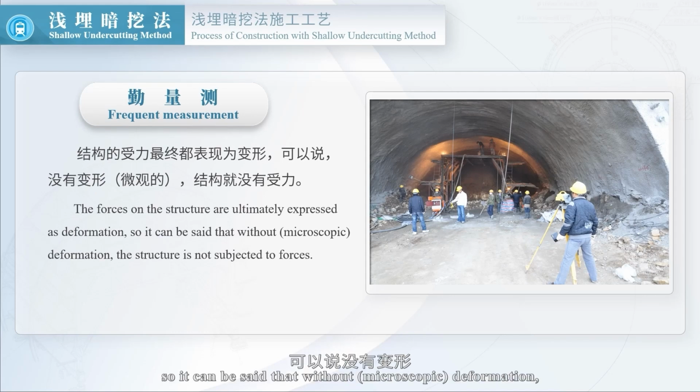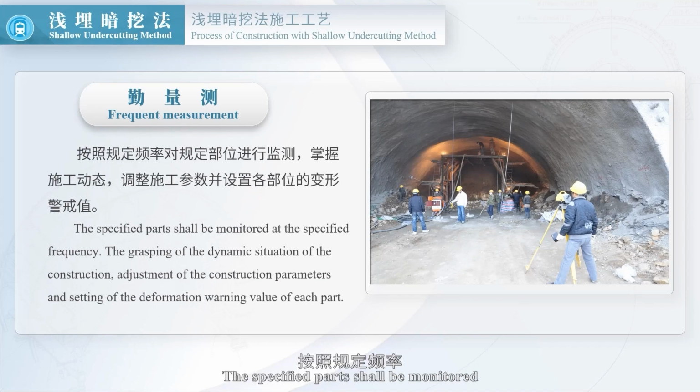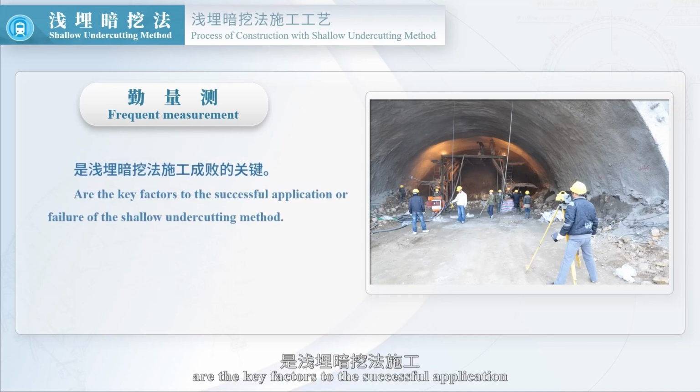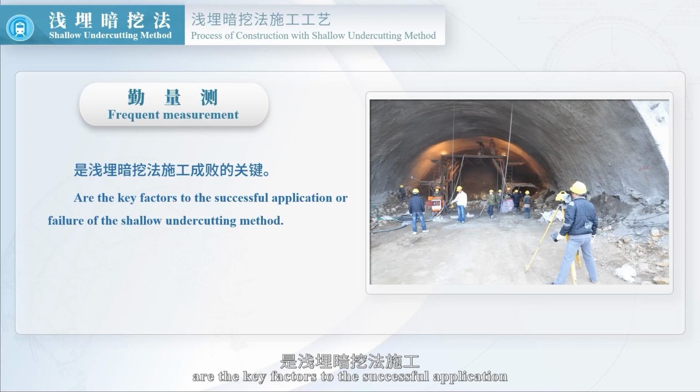6. Frequent measurement. The forces on the structure are ultimately expressed as deformation, so it can be said that without microscopic deformation, the structure is not subjected to forces. The specified parts shall be monitored at the specified frequency. The grasping of the dynamic situation of the construction, adjustment of the construction parameters, and setting of the deformation warning value of each part are the key factors to the successful application or failure of the shallow undercutting method.